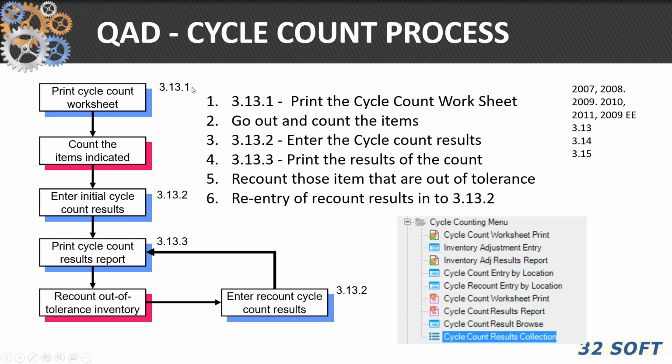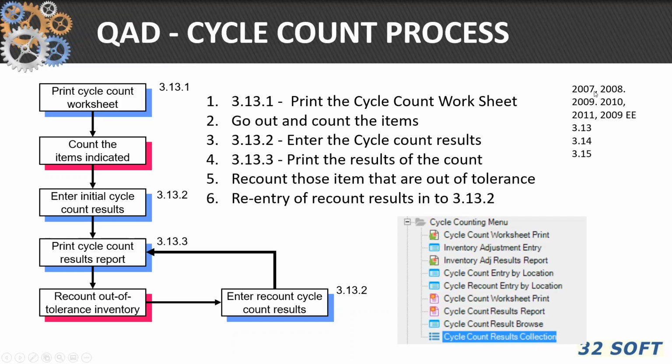The process, since we've only got 3 basic menu items, is first of all, you print your cycle count worksheet. Then you go out and count the parts. You come back, you enter the parts in your cycle count results, the 3.13.2, with an initial count. Then you recount those parts that are out of tolerance. We looked at the 3.24 last November and saw that we set those kinds of tolerances in the inventory control file. And then after you've recounted, then you put the recount results in 3.13.2.